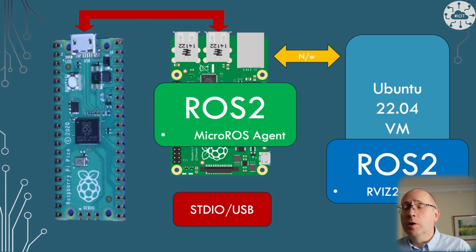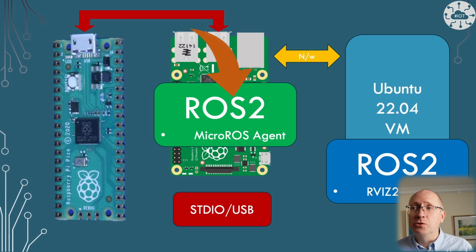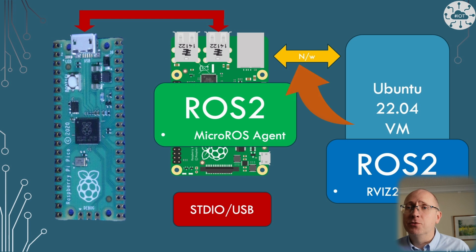So on my demo environment, I've got my firmware on that Pico, and it's connecting via USB over into a Raspberry Pi, which is running ROS2, and it's got the MicroROS agent on there to receive messages from the Pico. And then that happens to be on the same bit of network as a virtual machine, which is where I'm actually running my RViz and visualizing the robot.